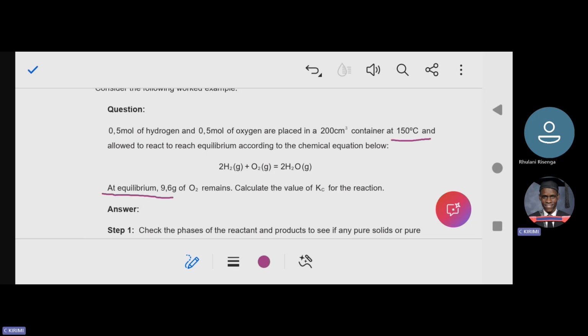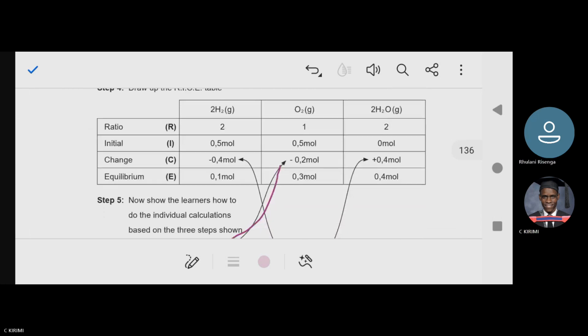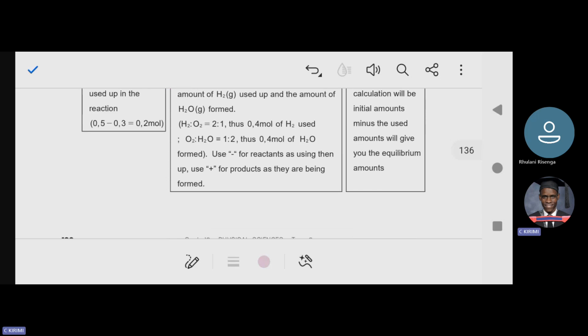At equilibrium, so this is what I wanted to tell you. At equilibrium, how many did we find? At equilibrium, we are having how much? 9.6 grams of oxygen at equilibrium. Yes. So how many moles are these? 9.6 grams of oxygen. How many moles are 9.6 grams of oxygen?